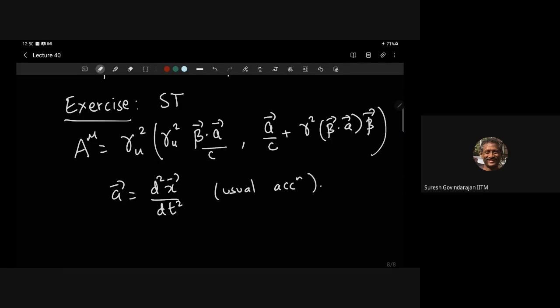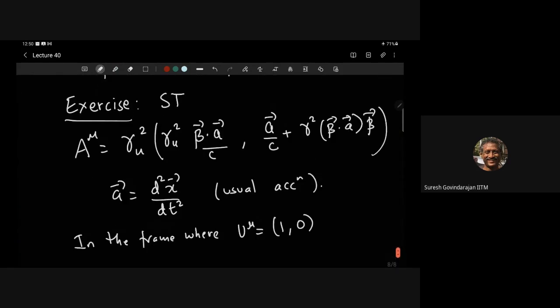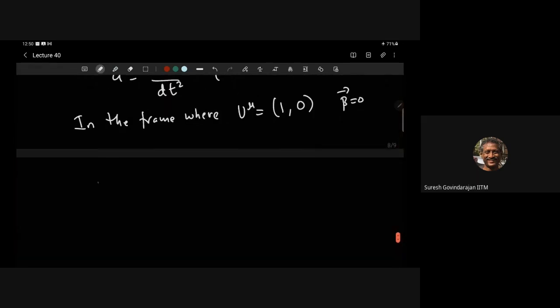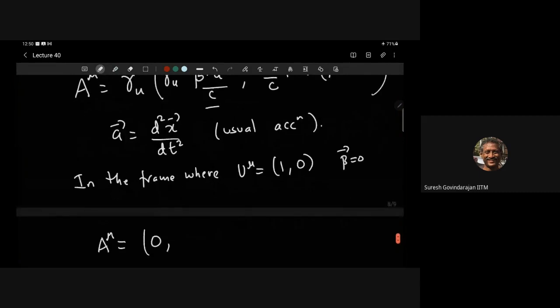Okay, so now in the rest frame, the question is, in the frame where u mu will be just 1 and 0, where the particle is at rest. Okay, u mu will be 1 and 0. That means beta is 0. Beta vector, which is v by c, is 0. So this term will drop out, this will also drop out, and gamma u will become 1. So in this frame, A mu will be 0 and A by c.